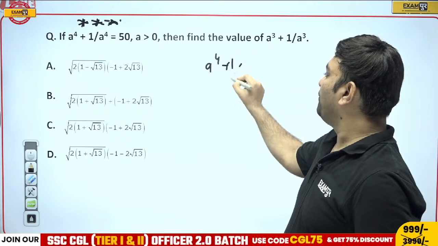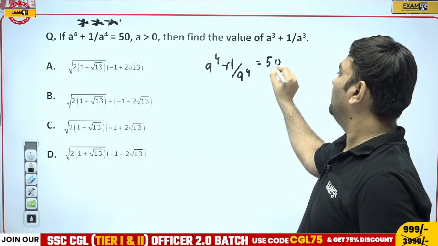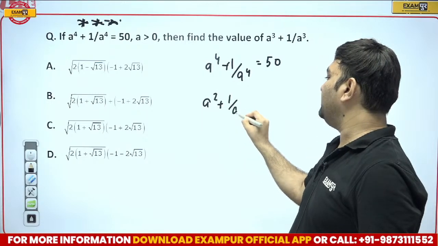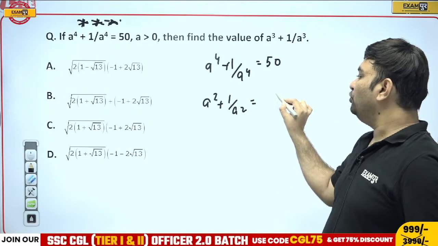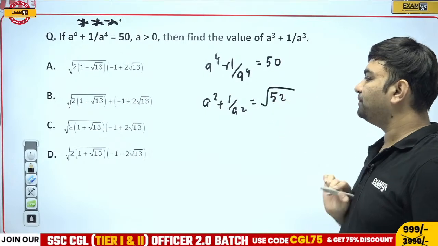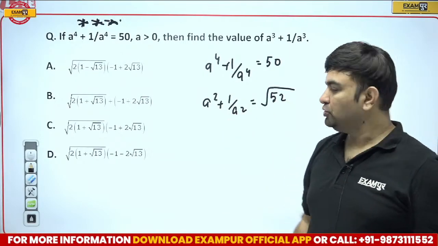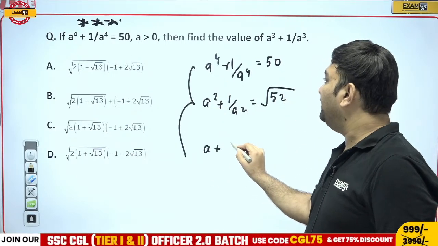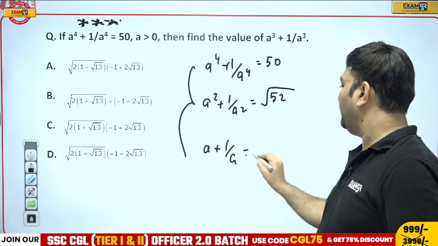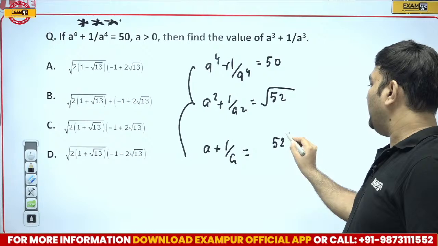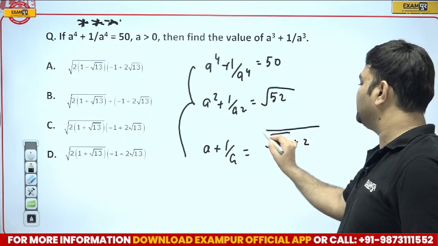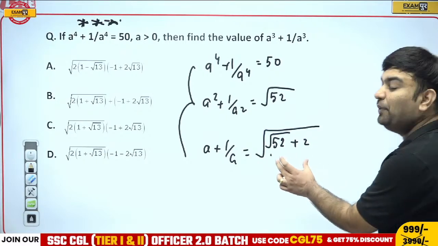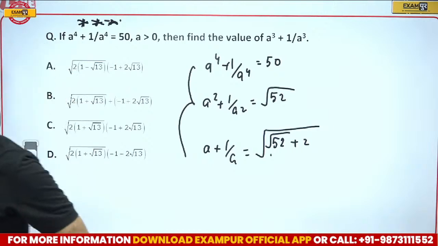a to the power 4 plus 1 upon a to the power 4 is 50. Reduce the power: a square plus 1 upon a square, add 2 and take the square root. Again reduce the power once again: a plus 1 upon a. Add 2 and take the square root. So it's a double square root, my dear.